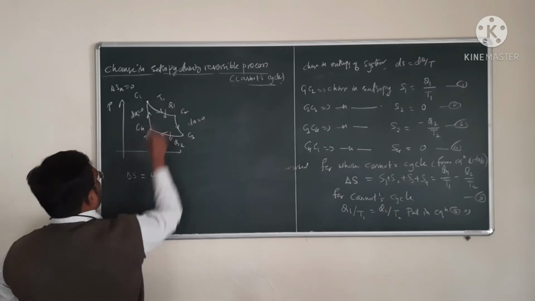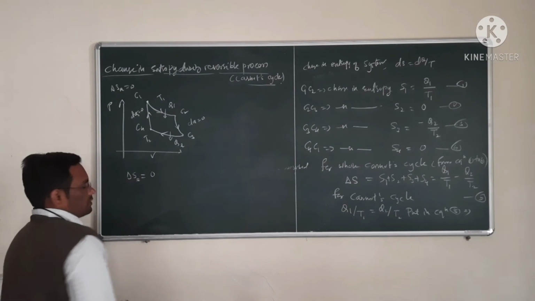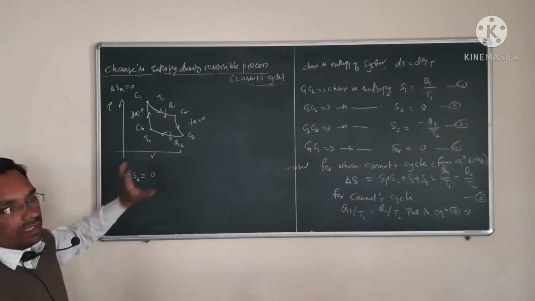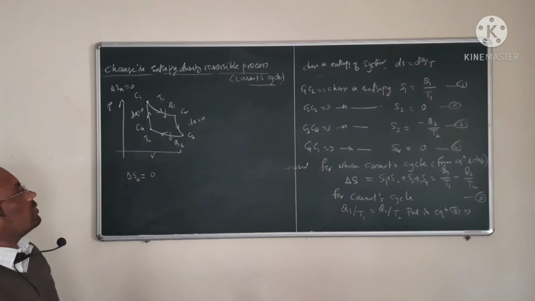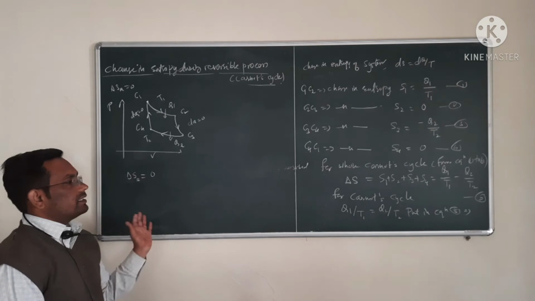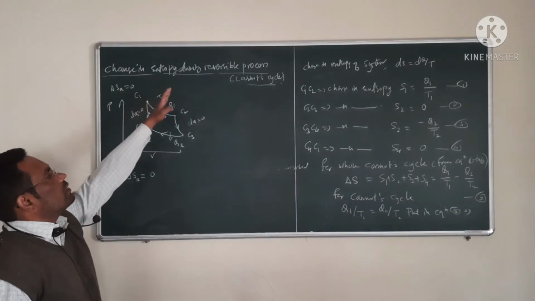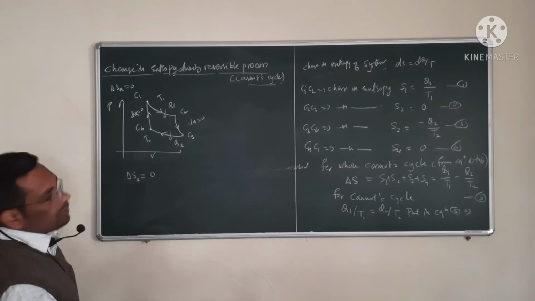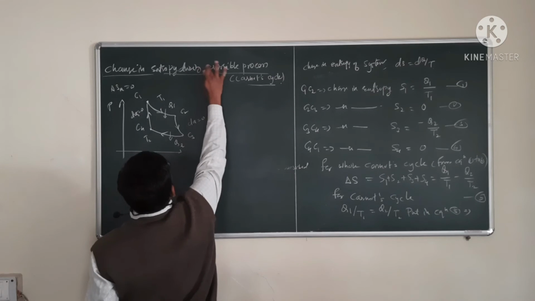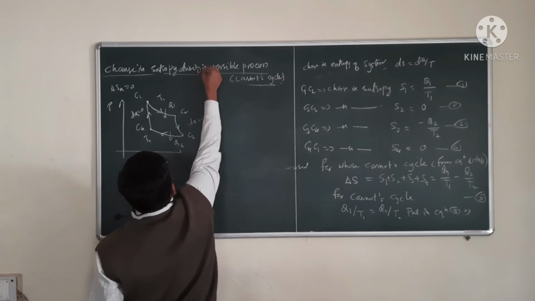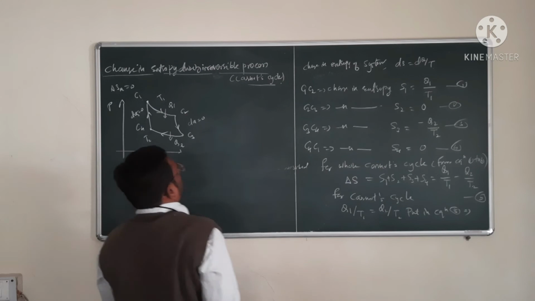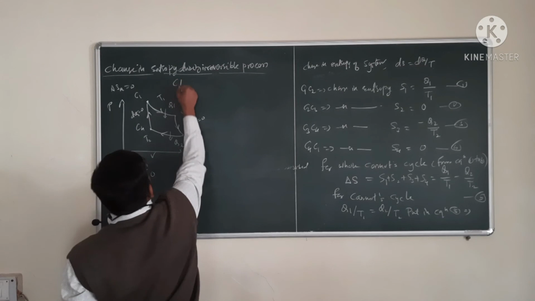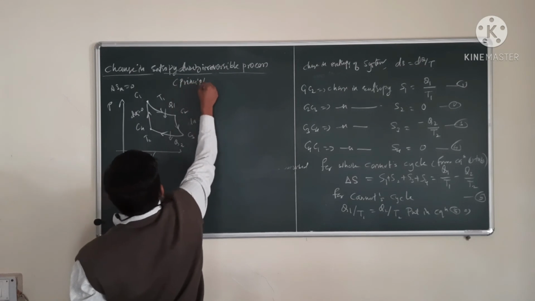So if you take a reversible process, you can put suffix R over here. For any reversible process, the change in entropy is 0. Okay. So a reversible process is also known as an isentropic process. We proved that for the Carnot cycle. Now we are going to study the change in entropy during an irreversible process, which is also known as the principle of increase of entropy.